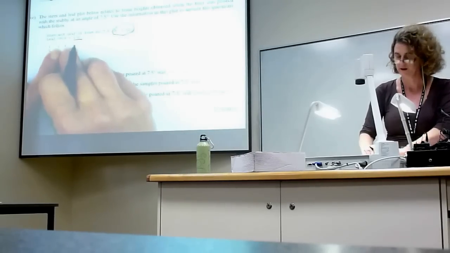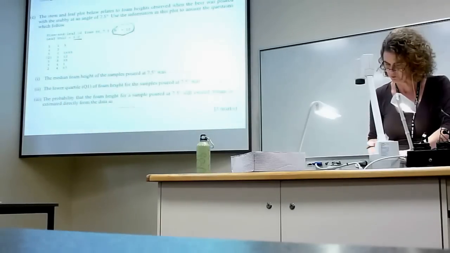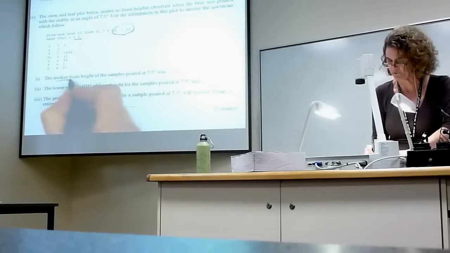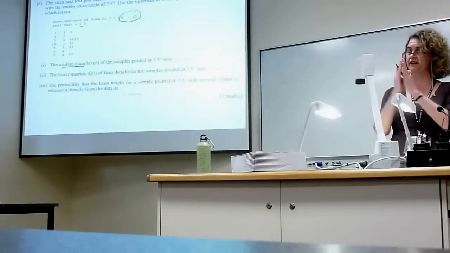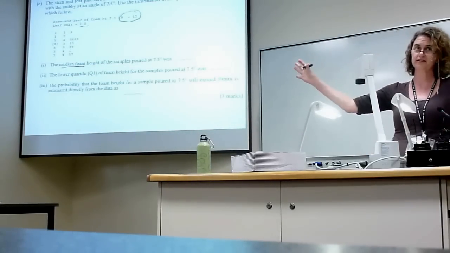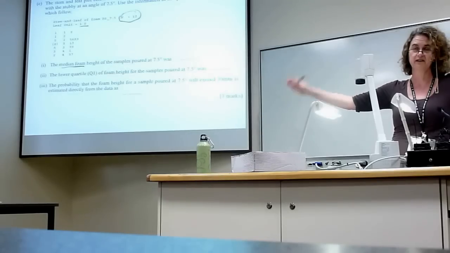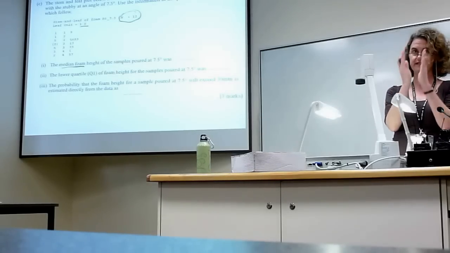So we want the median foam height. Okay. So the median observation, if we have 12 observations, we chop that in half. That would be 6 on one side, 6 on the other. So we want the average of the 6th and 7th.